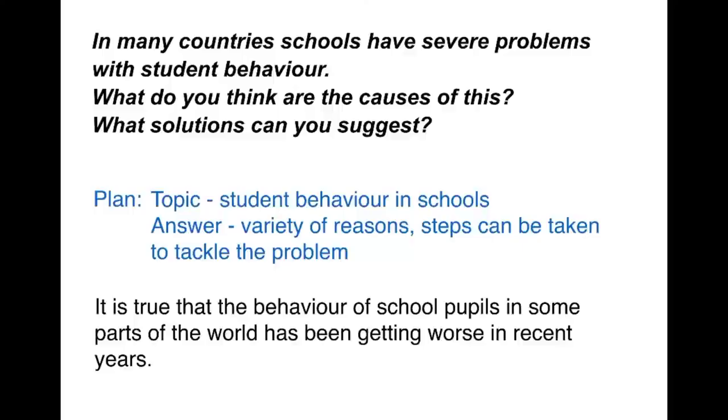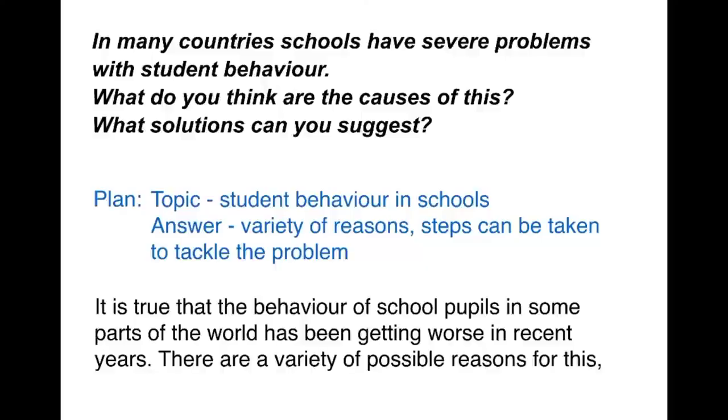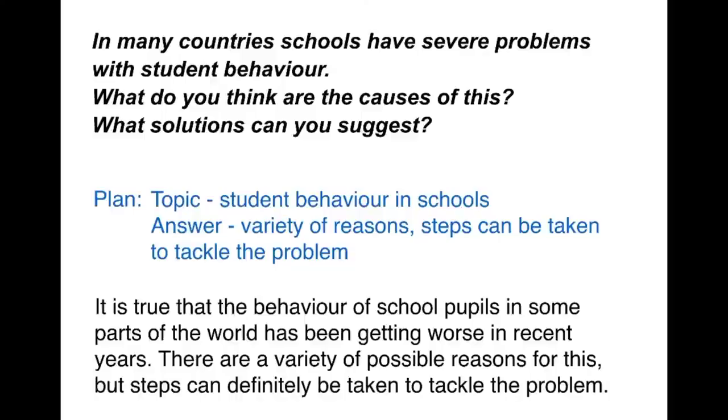Then we move on to the answer. We're going to just cover the reasons and the solutions in one sentence. The first half, there are a variety of possible reasons for this. This comes from the plan, variety of reasons. Then we'll talk about the steps, but steps can definitely be taken to tackle the problem. So we haven't given any reasons or steps yet. That will come in the main body. We just introduced the fact that there are different reasons and a variety of solutions or steps. That's the introduction finished. Then we need to go on to paragraph 2.